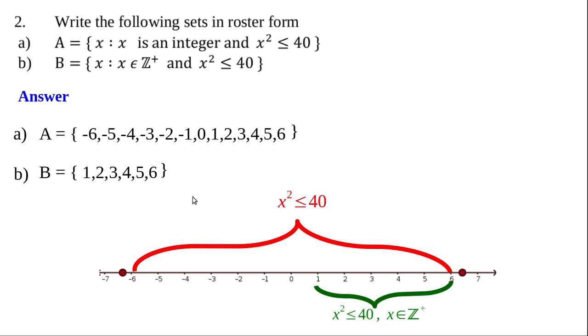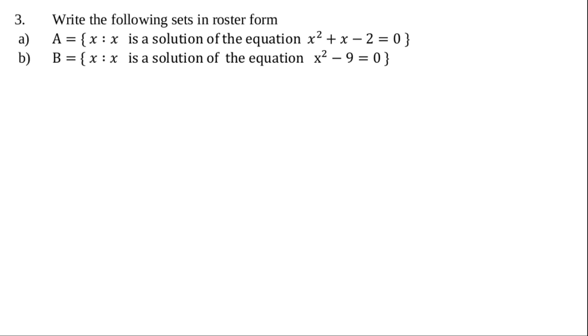Okay, and set question number B is also over. Write neatly into your notebook. Now move to question number 3. What is question number 3? That's a very simple question. Write the following sets in roster form.